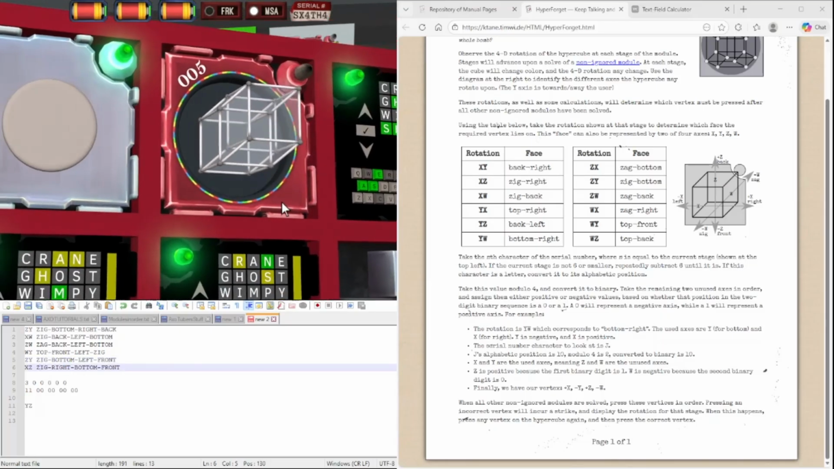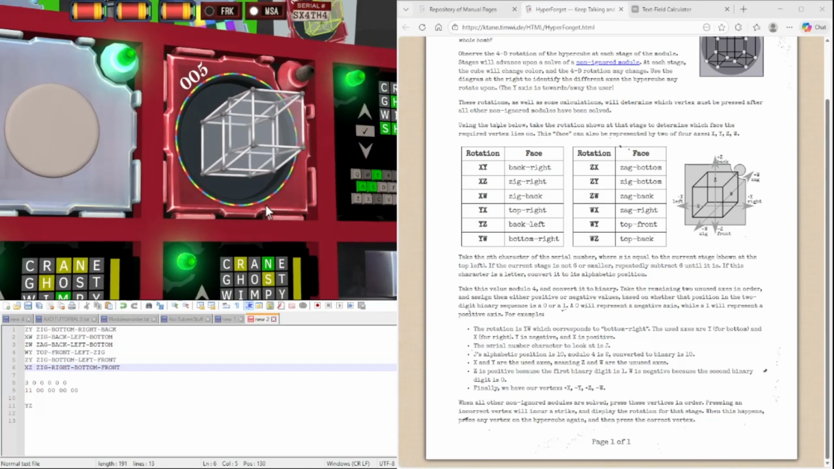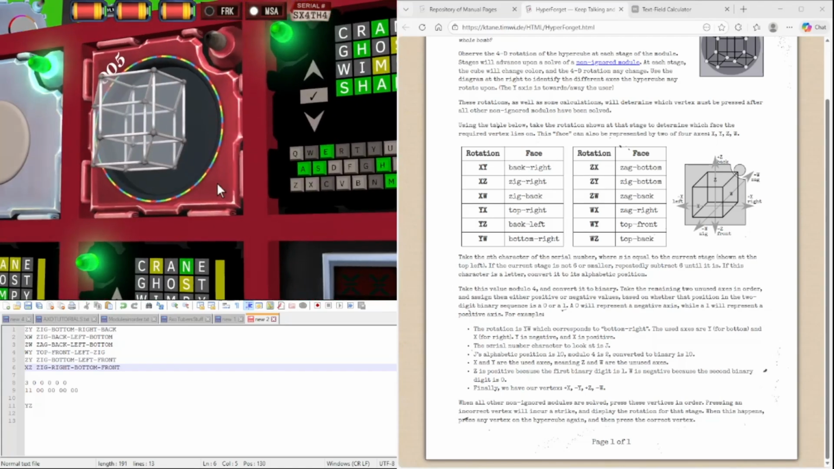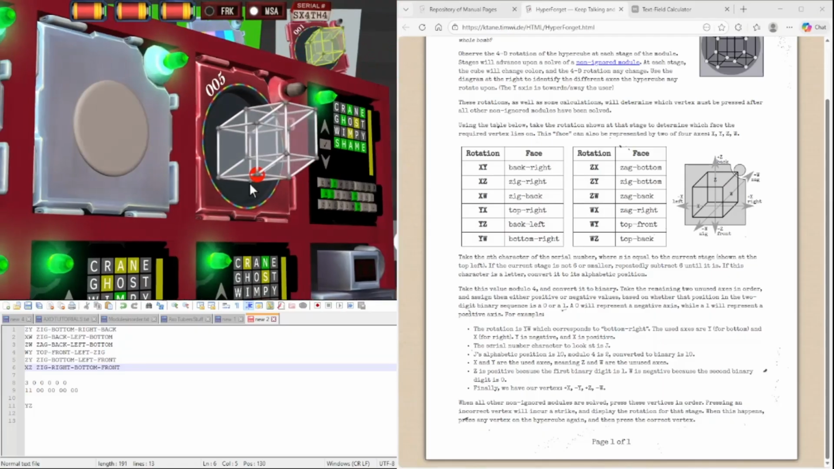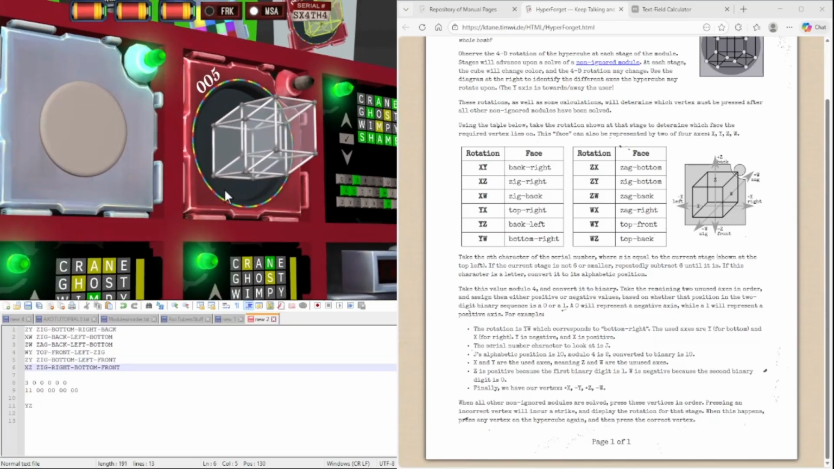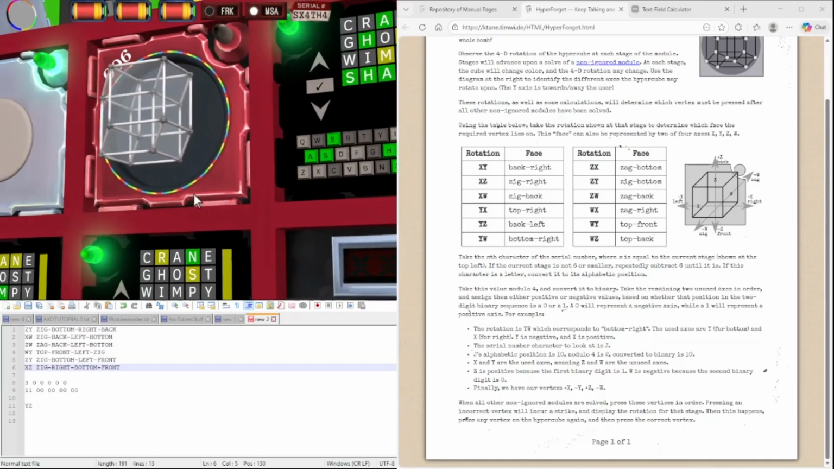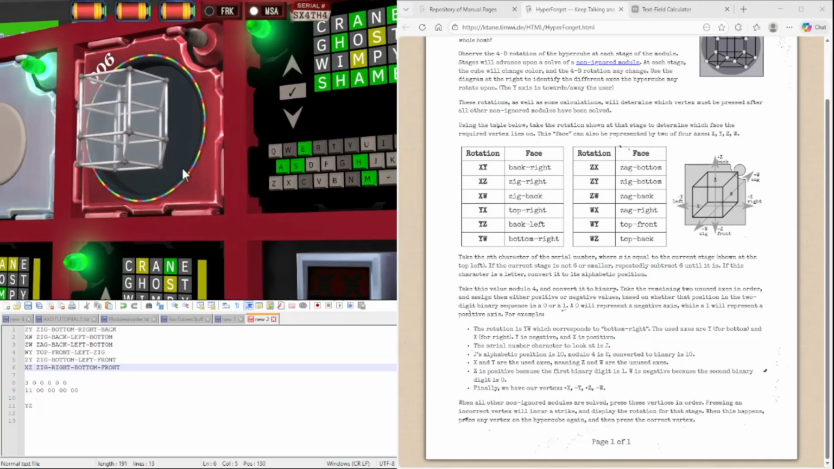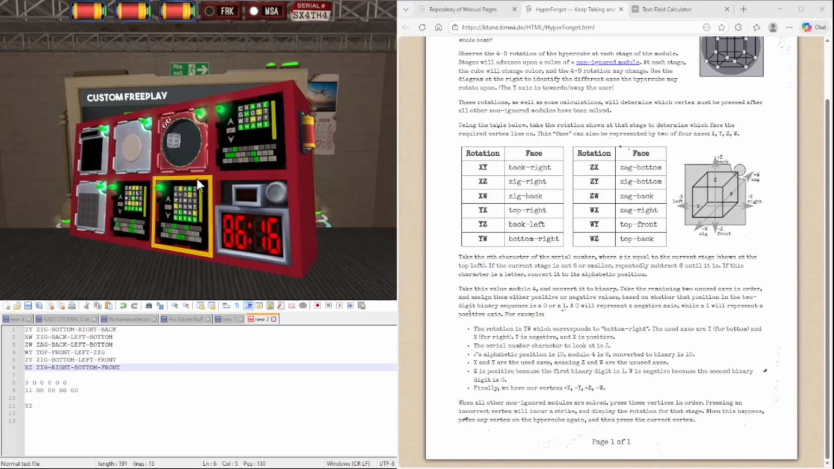So it's better to go for these ones first. No, we're doing left first. Left, bottom, front. Left, bottom, front, zig. And then right, bottom, front, zig. Okay.